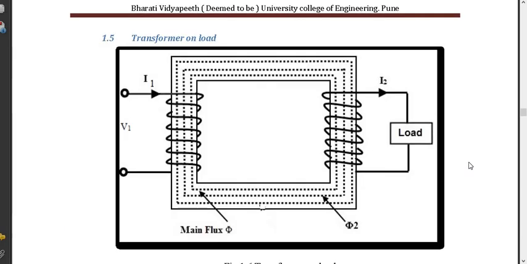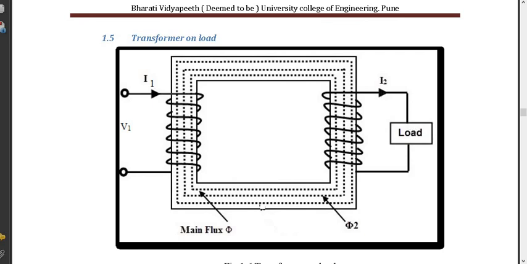So now let us proceed further to the transformer on load. Now when the transformer is loaded, you can see the secondary circuit is now completed. There is a load connected to the secondary. Again we start with the alternately varying voltage supplied to the primary. Alternately varying current will be set up in the primary, which will cause alternately varying flux in the primary winding, which will produce E1. This flux linking with the secondary will cause E2, and now the difference between no load and loaded condition is that this E2 is going to set up an I2 which will be fed to the load.